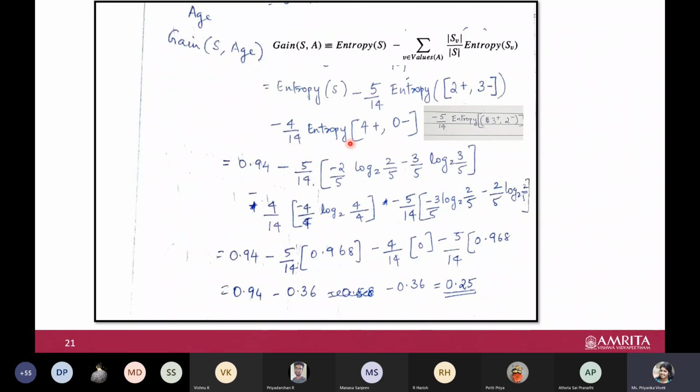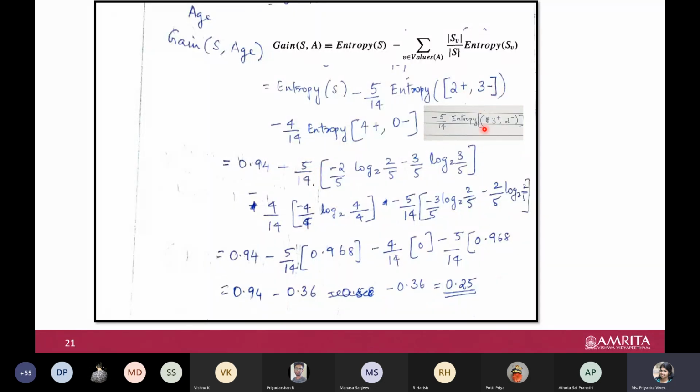You all got my question. We can write 1, ma'am. 1, think, what is happening here? Okay, 0, ma'am. Yeah, so 4 positive and 0 negative, which means all are belonging to the same class. Of course, entropy is directly 0. So the entire term became 0. So directly you can write this as 0.